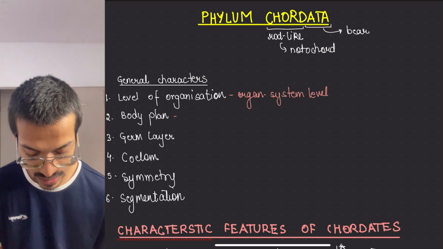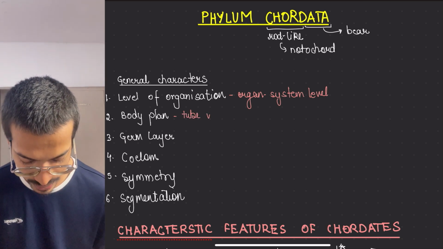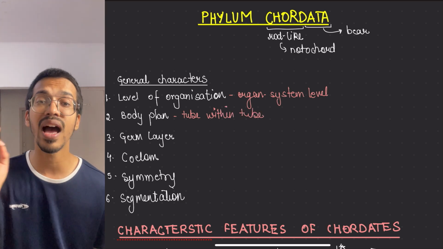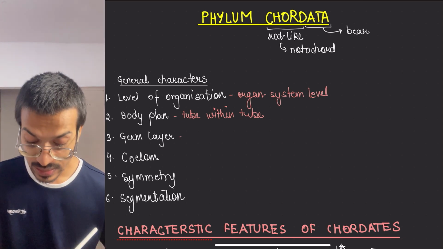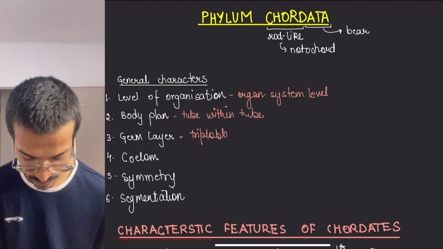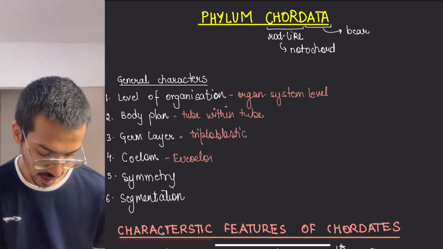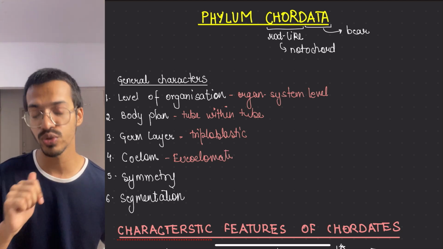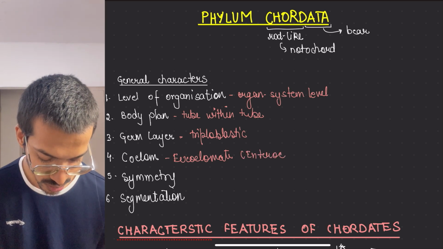Body plan, if we see, the body plan is what? Tube within tube. And that too what? Deuterostomes, means our anus forms first, then our mouth opening. Okay, then germ layers. So we are what? Triploblastic. Coelom, it is what? Eucoelomates. Along with that, which type of eucoelomates? Eucoelomates have two types, schizocoelom and enterocoelomes. We are what? Enterocoelomate.